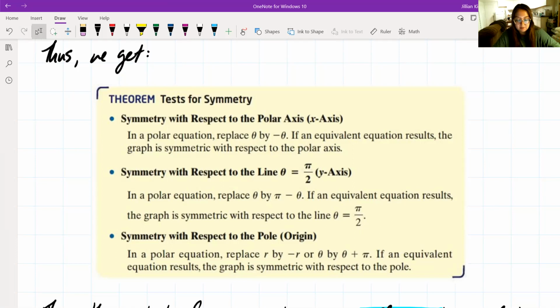Then we have symmetry with respect to the line theta equals pi over 2. If you replace theta by pi minus theta, and you get an equivalent equation, then your graph is symmetric about that line. Then lastly, symmetry with respect to the pole. In a polar equation, replace r by negative r, or you can replace theta by theta plus pi. If an equivalent equation results, then you know that your graph is symmetric about the pole.